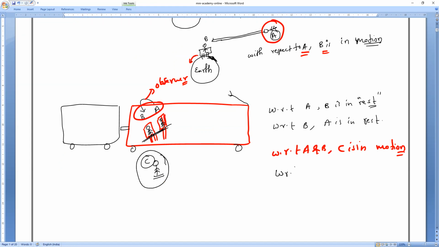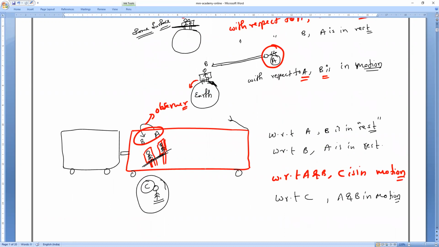So with respect to C, A and B are in what, everybody? A and B also in what? Motion. We mostly experience this when we are traveling in a train. You might have noticed all the hills and mountains moving backward. All the buildings, people, everybody, they are moving backward when we are traveling in the train. Is it yes or no? Will you all experience it or not? Yes. So have you noticed it?